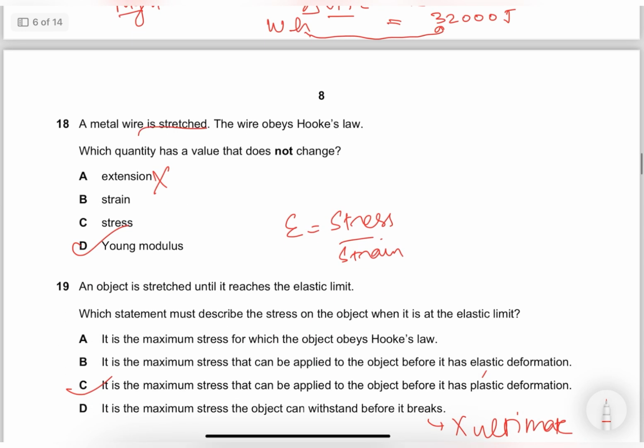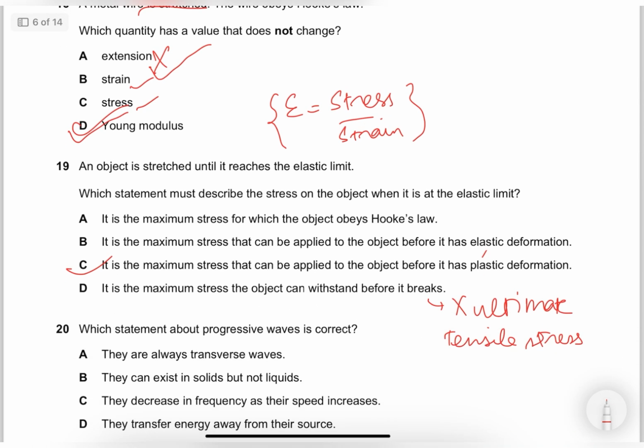A metal wire is stretched. Which quantity does not change? Extension is already changing. Strain is changing, stress is changing, but Young modulus doesn't change. Some of you might get confused that it is a ratio of stress by strain, but Young modulus remains the same. Very good. Let us move on to the next question now.